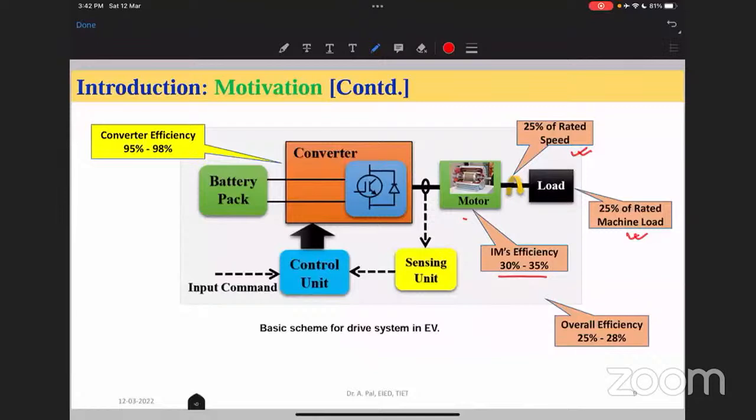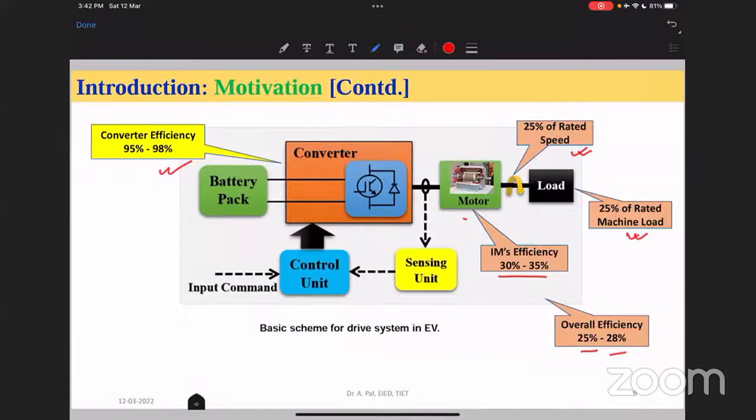At that time the overall efficiency is reduced by up to 25% to 28%. However, the converter efficiency is intact. It is about 95% to 98%. So when the machine is operated at full load condition, then efficiency is very good. It is very good, I must say. But when these machines are operated at light load conditions or low speed condition, then efficiency is very poor.